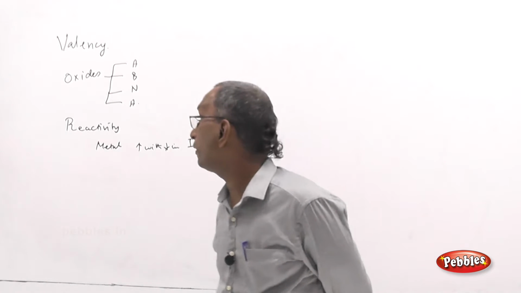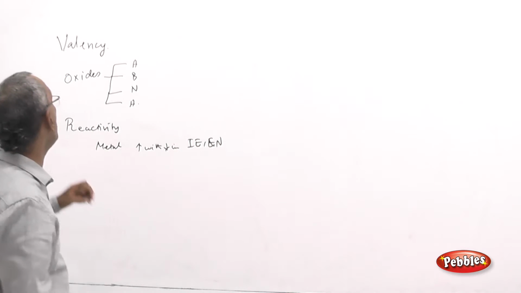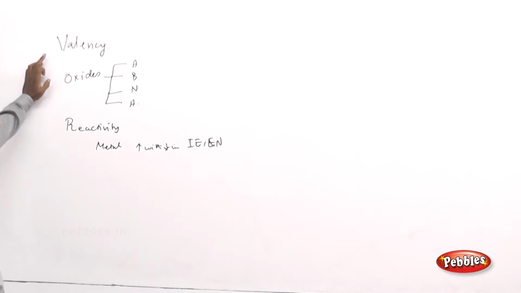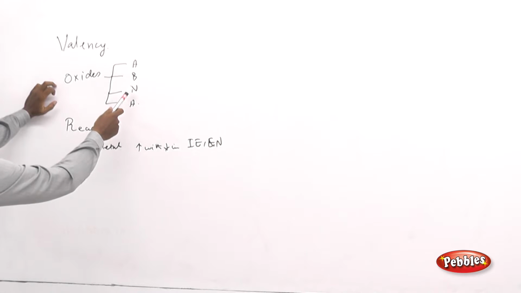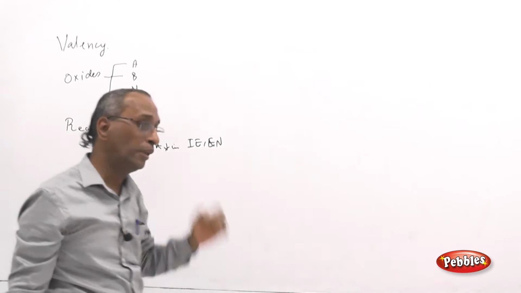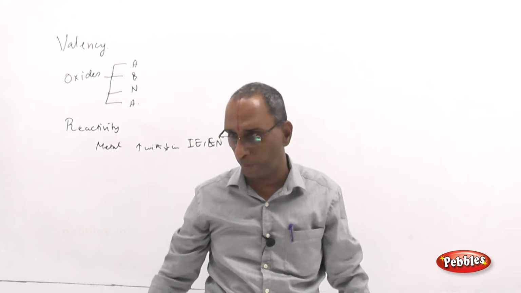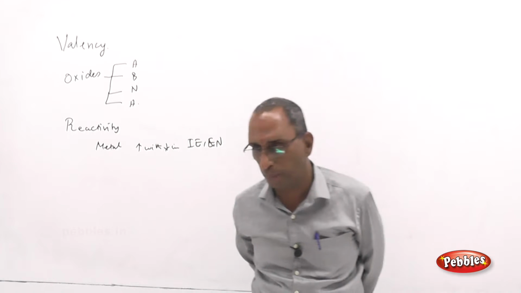Now, lastly, we will see the implication of the electronegativity of any element on these properties, namely valency and the nature of oxides. Oxides are divided into four types: acidic oxides, basic oxides, neutral oxides, amphoteric oxides. And the reactivity of elements, how it is related to electronegativity. These aspects are to be noted. Already we have seen the effect on ionic bonding.